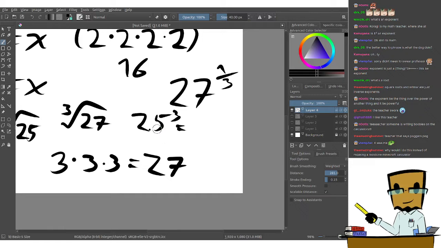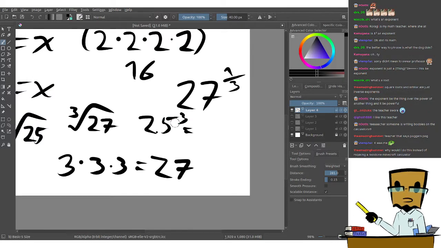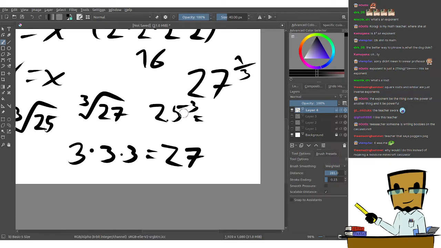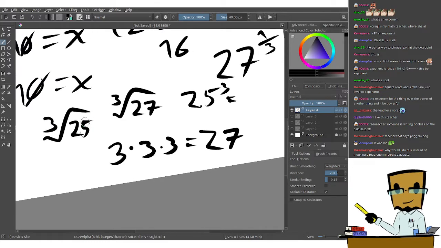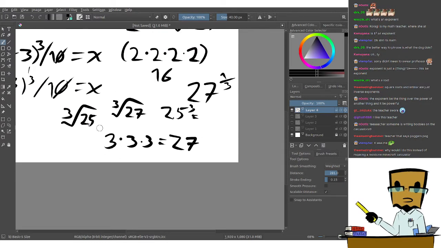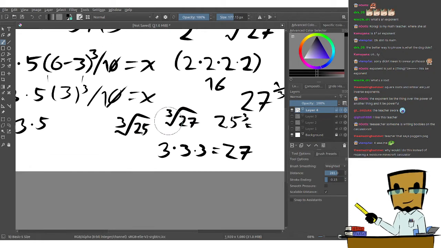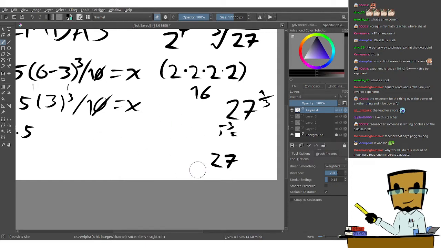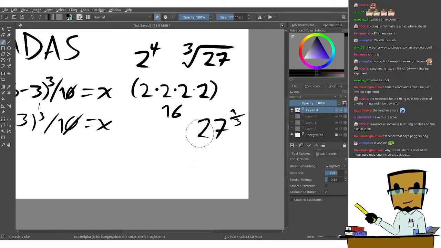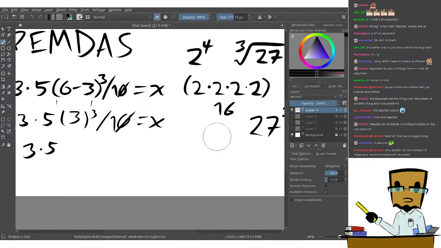Anyways, the answer to this is you just see if this is higher or lower than 27. And if it's lower, you go up, like 3.6 or something. The answer to solving square roots by hand is just do it over and over again, or any sort of root. But yes, we'll get into those roots later.